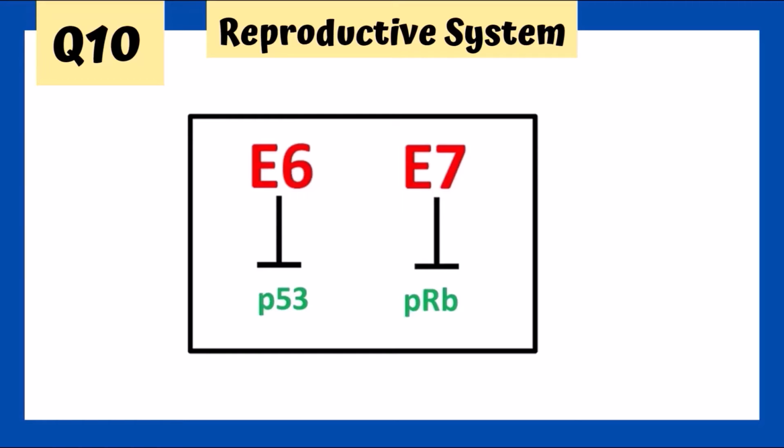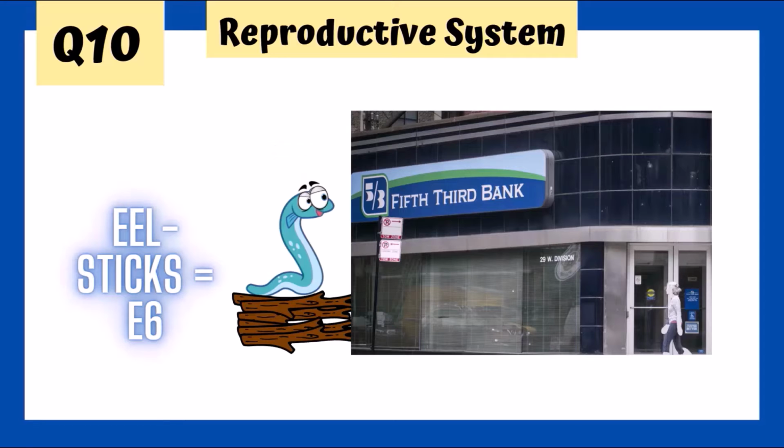It leads to progression of the cell cycle when we don't want it, i.e. when there are mutations, and that's how HPV leads to mutations, i.e. cancer. Here we see the Elon sticks to remind us of E6, and he's destroying the 53rd bank over here to remind us that E6 is the one associated with P53, and therefore E7 is associated with RB.